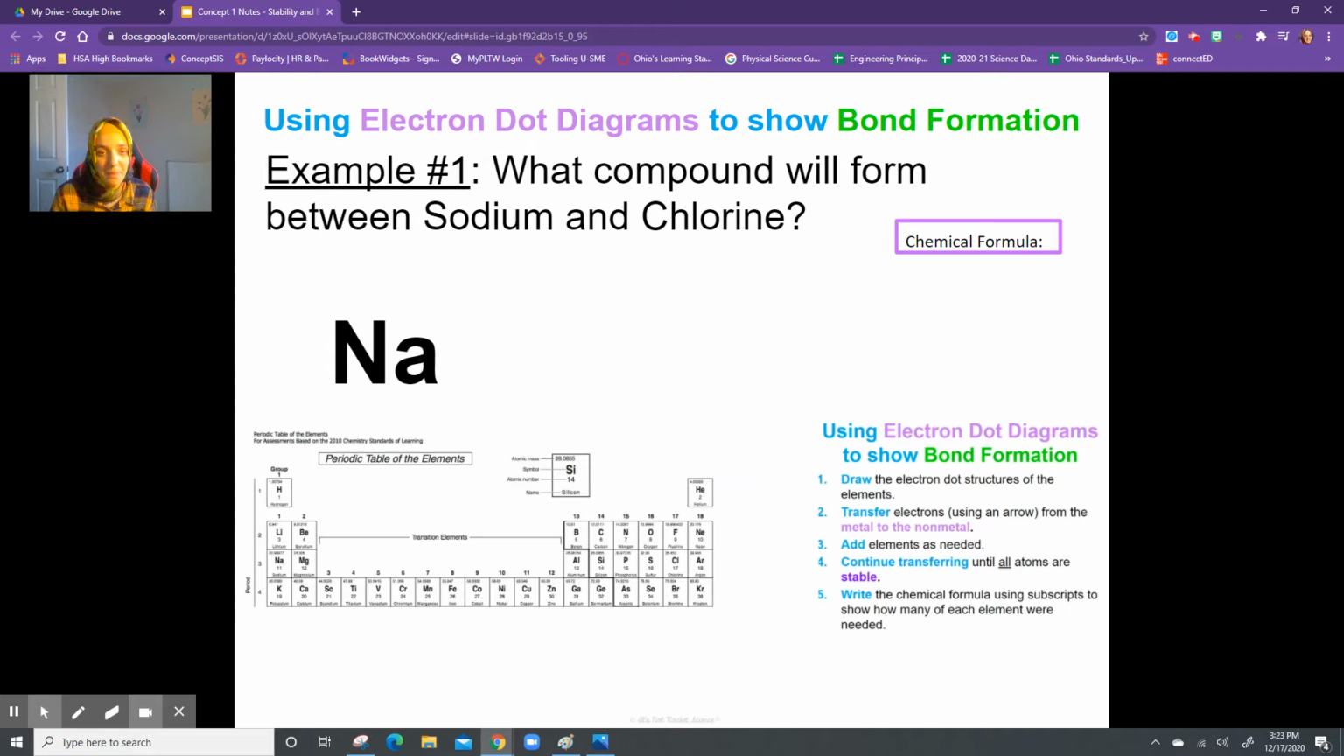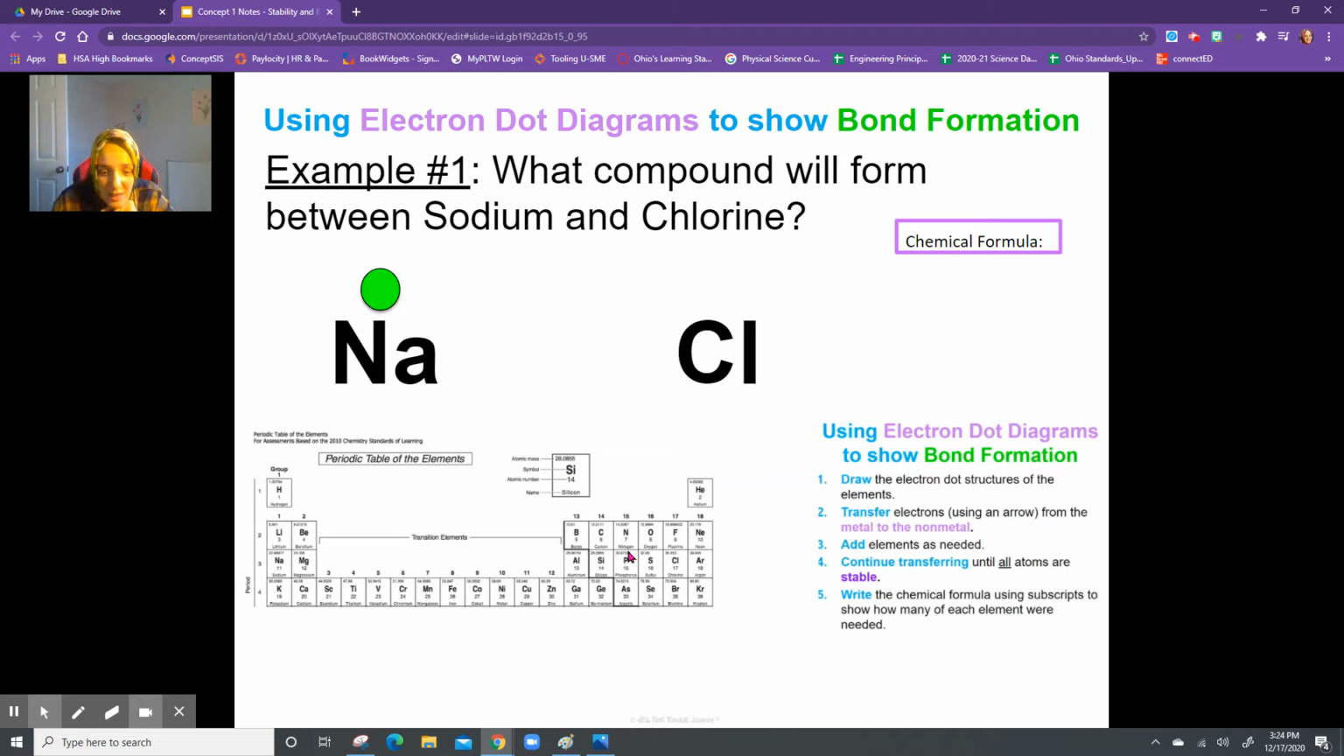So what is sodium? Look in the periodic table right here, group 1. Sodium is in group 1 and it's Na. So we put the symbol and we just put one dot because it's group 1. This is how you become ready for making the bond. And then what is the other one? Chlorine is the other one.